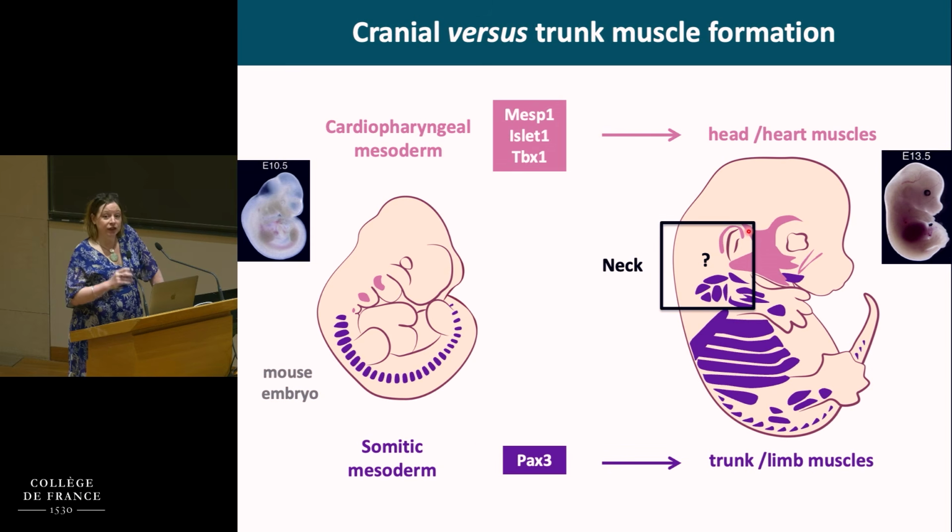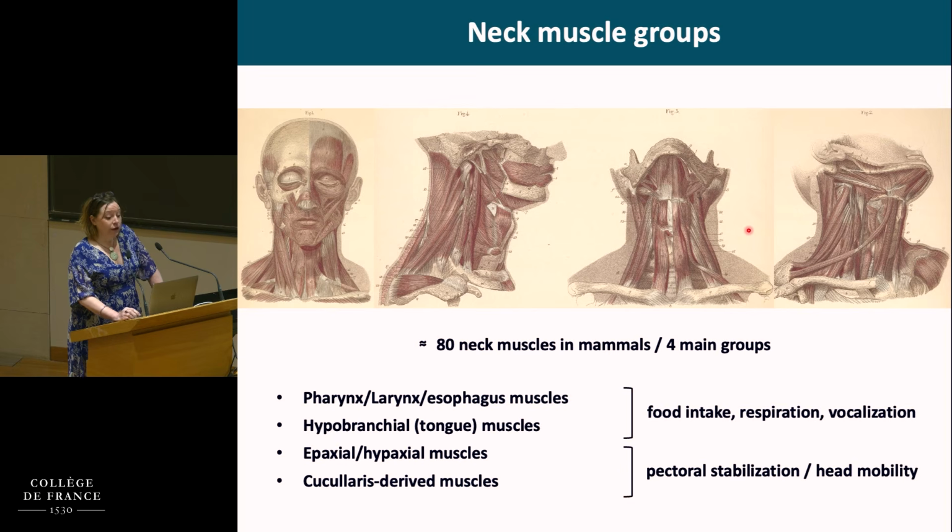The neck constitutes a transition zone at the interface of head and trunk domains. And my first aim has been to elucidate the contribution of mesodermal populations in the neck. So the neck is a complex region of about 80 muscles in mammals. They can be divided into 4 main groups.